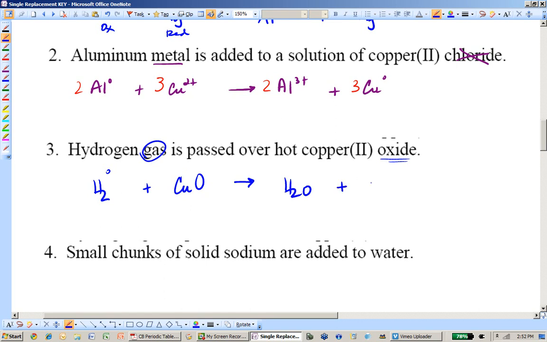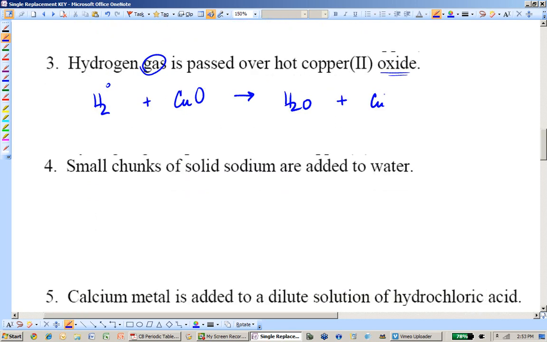It's like stealing somebody's girlfriend. And now poor copper doesn't have a date for homecoming. So, is that balanced? By golly, it's balanced. Know when to quit. Small chunks, another word for solid. Ooh, of solid, even better.